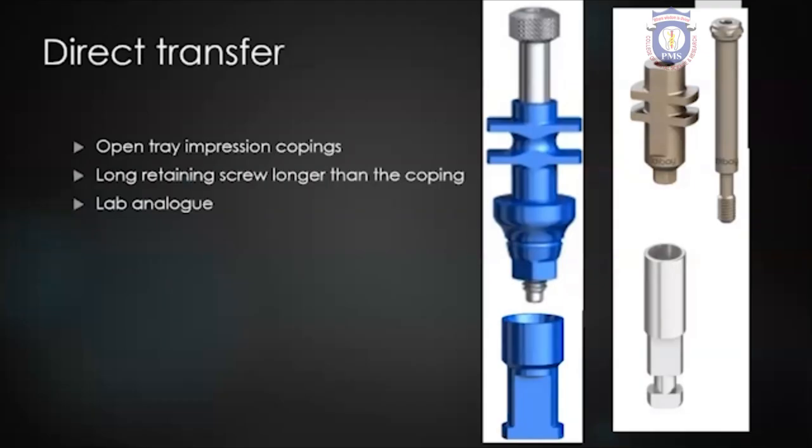Now let us talk about the direct transfer, also known as the open tray impression technique. The open tray impression copings will have a longer screw than that used for the closed tray copings. In this technique we will be using an impression tray that is cut off above the implant, so that when the impression is taken, the long screw of the impression coping comes out through that opening.